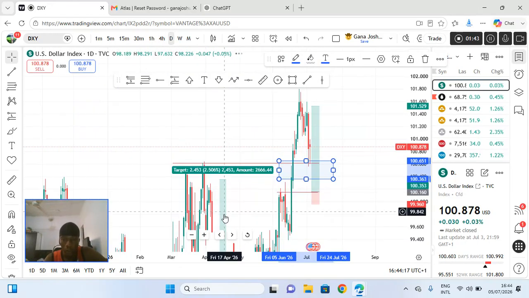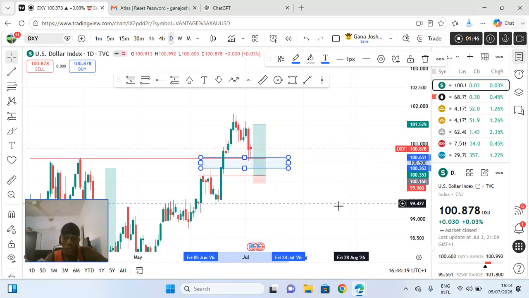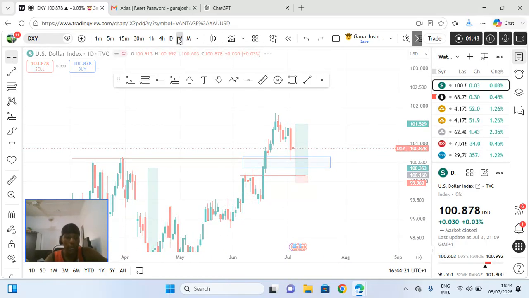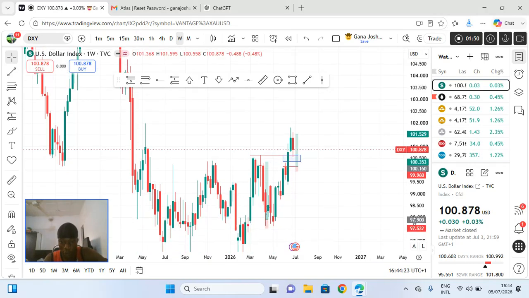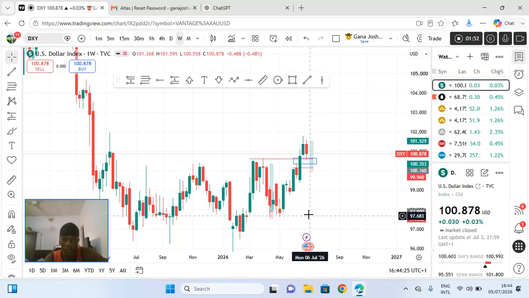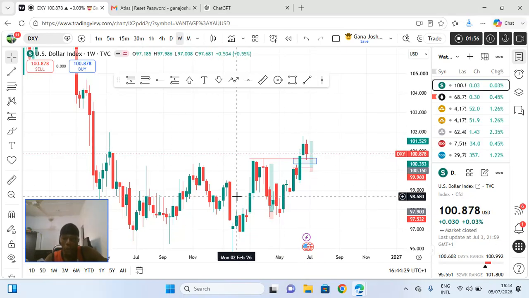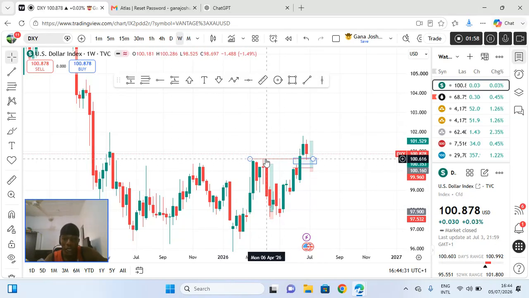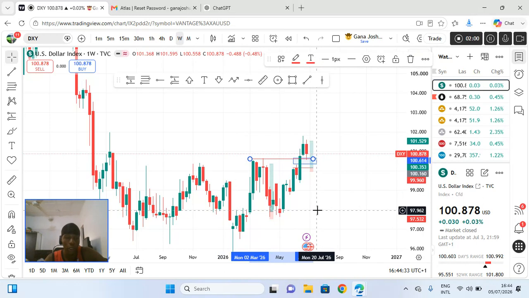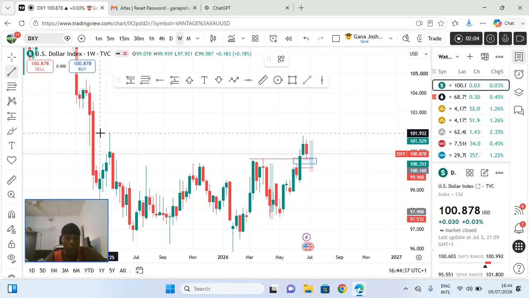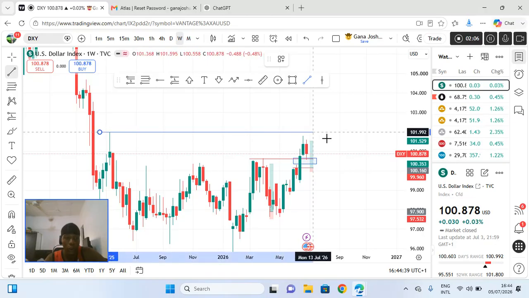How I arrived at this level: we start from the weekly, as usual. Basically, that's how we do it. Before then, I have some markups that were already done. So starting from the weekly, we could see that this red line here was a major resistance that got broken recently, and price is back there to retest before continuation to the upside.